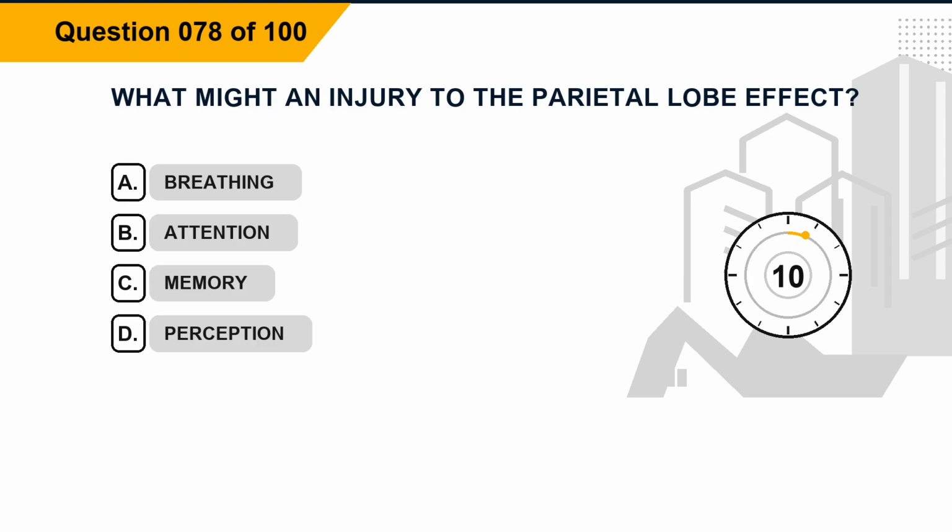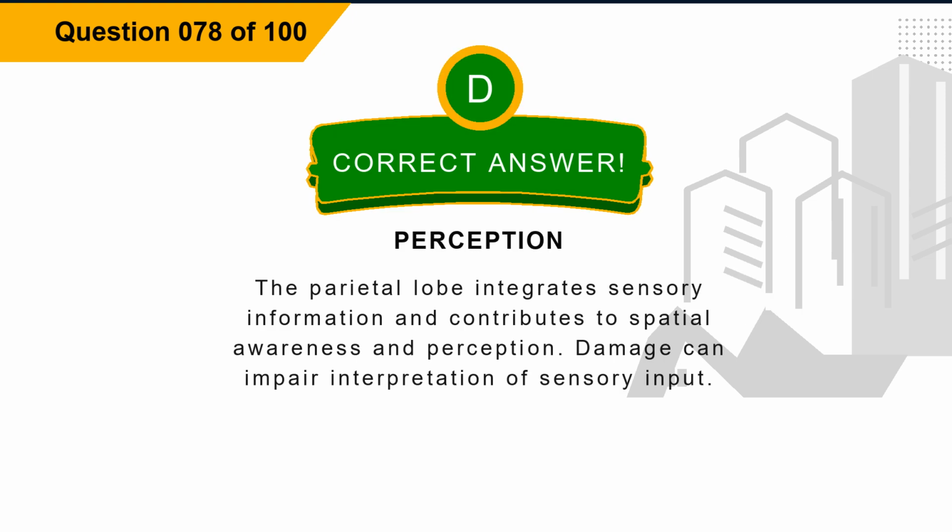Question 78. What might an injury to the parietal lobe affect? Option A, breathing. Option B, attention. Option C, memory. Option D, perception. The correct answer is option D, perception. Explanation. The parietal lobe integrates sensory information and contributes to spatial awareness and perception. Damage can impair interpretation of sensory input.